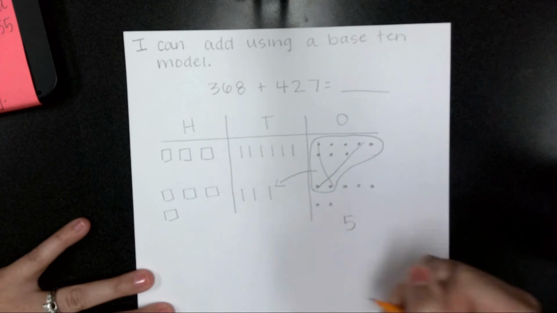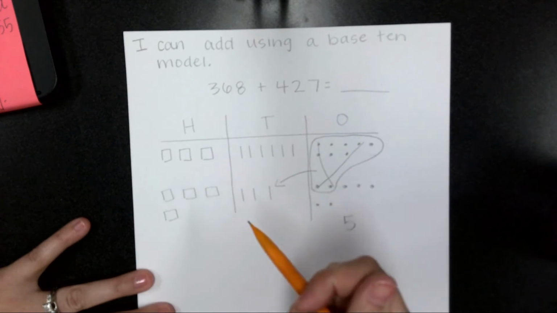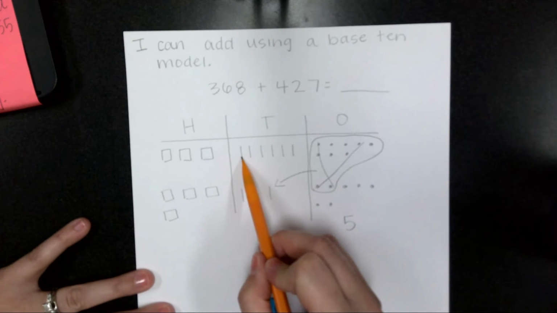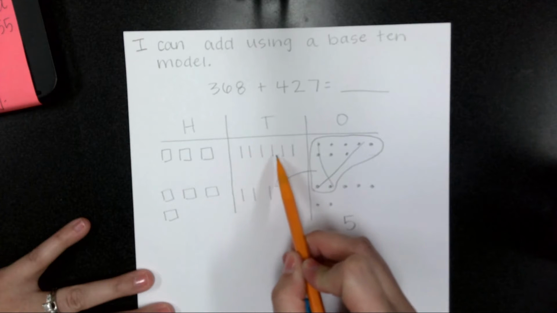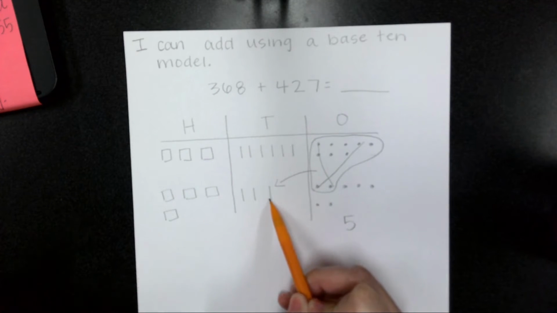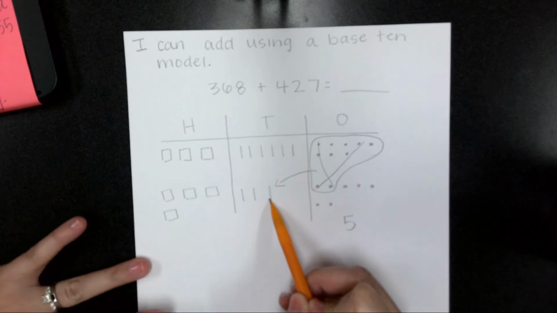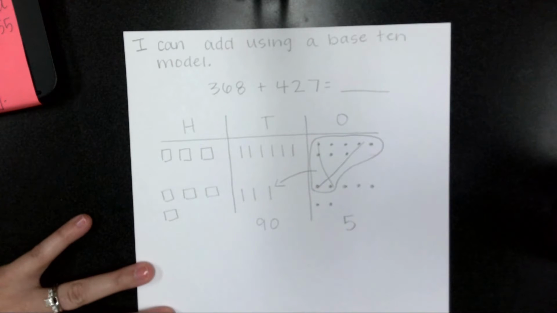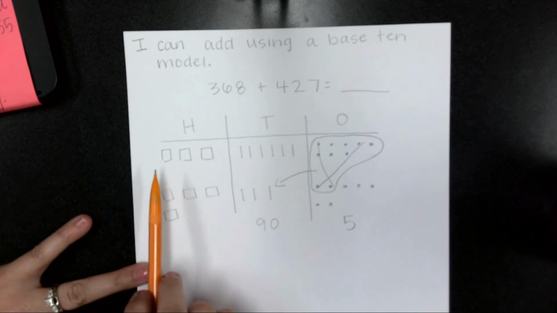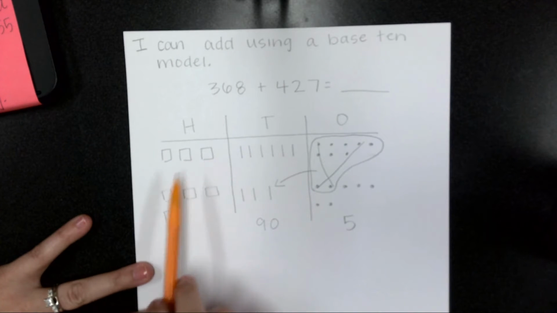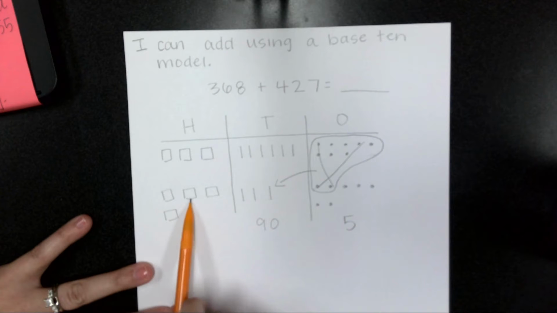Count those tens with me, and let's count them by tens. 10, 20, 30, 40, 50, 60, 70, 80, 90. Well, I don't have a whole another 100 here. I only have 90, so I'm just going to write 90 because I have 90 in my tens place. So now let's jump on over to my hundreds and count my hundreds. Why don't you count them with me? 100, 200, 300, 400, 500, 600, 700. Good. Thanks for counting with me.